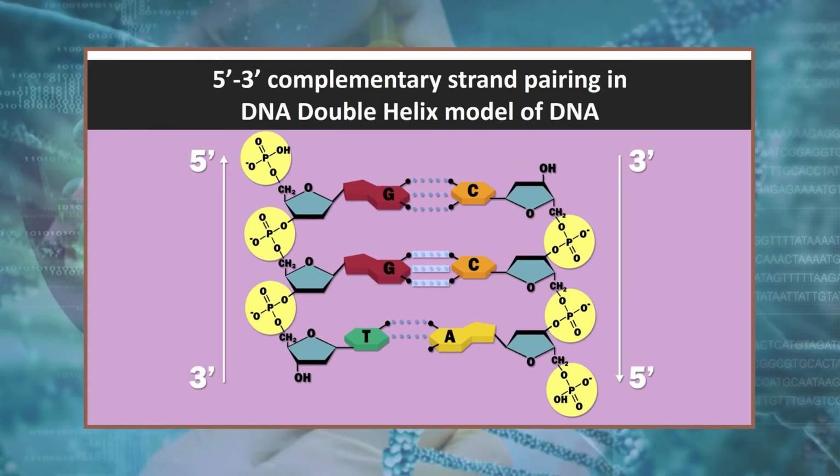The double helix is anti-parallel, which means that the 5' end of one strand is paired with the 3' end of its complementary strand, and vice versa. Further, nucleotides are linked together with each other by their phosphate groups, which bind the 3' end of one sugar to the 5' end of the next sugar.